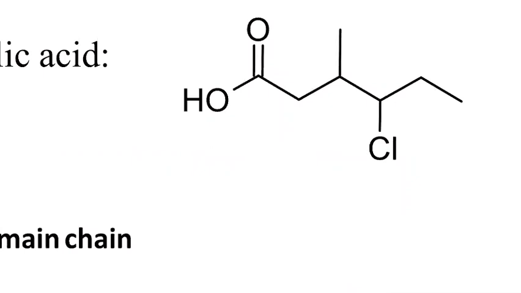Since we have 6 carbons, and let me number them, 1, 2, 3, 4, 5, 6. That means that the alkane name for this is going to be hexane. We delete the E and we write oic acid. So the parent chain name is going to be hexanoic acid.